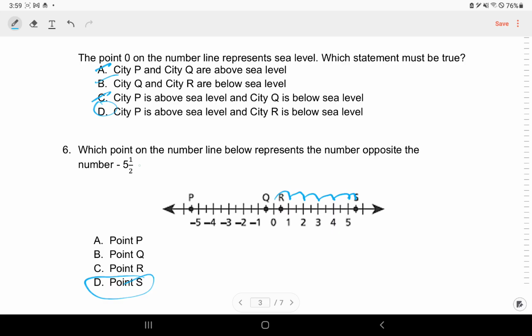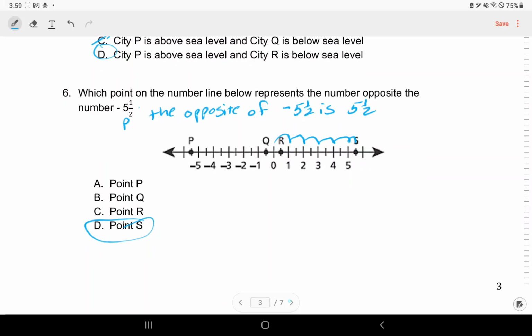So the opposite is positive 5.5. And so S is at positive 5.5. Okay, this is P, R is only at positive half and Q is at negative half. So S is at the opposite of P.